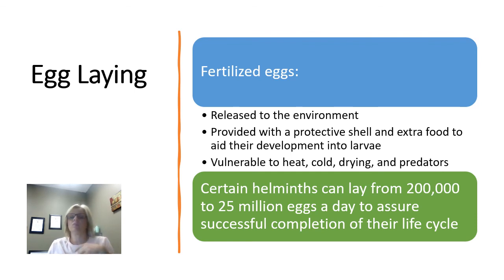Fertilized eggs are often going to be released into the environment. They're going to have a protective shell and generally some extra food to help the development of the larvae. They can be vulnerable to heat, cold, drying, or predators. Some helminths can lay up to 200,000 to 25 million eggs a day. So remember those proglottids we were looking at? Think about every one of those proglottids, and then they're filled with hundreds or thousands of babies, okay?